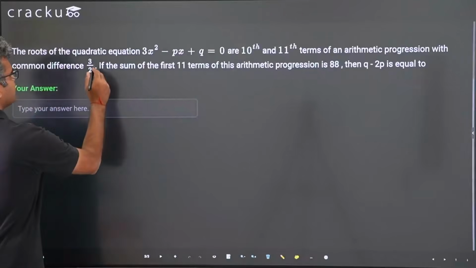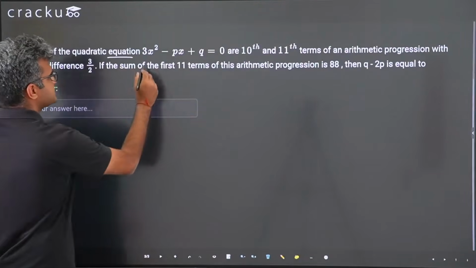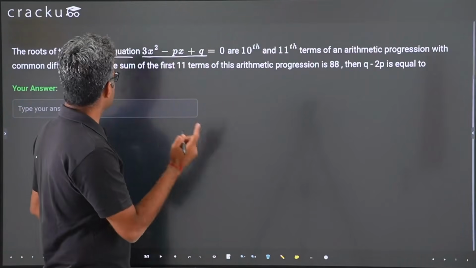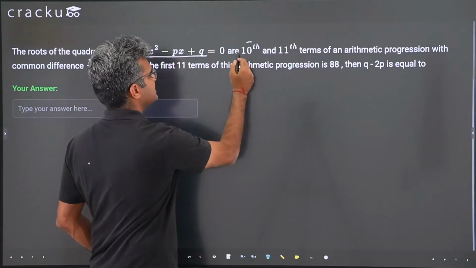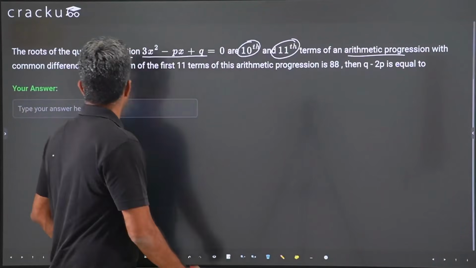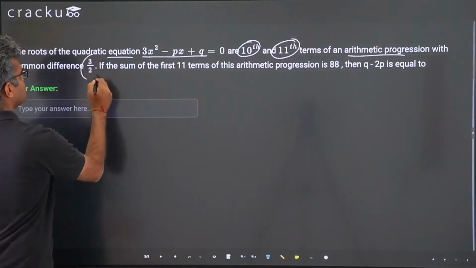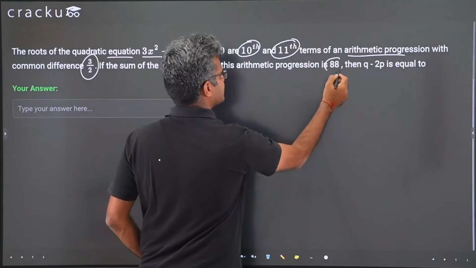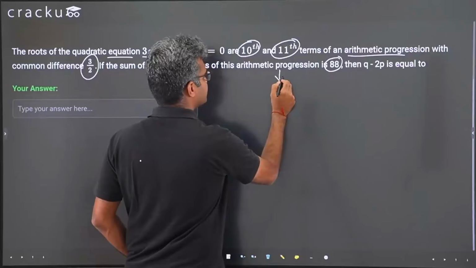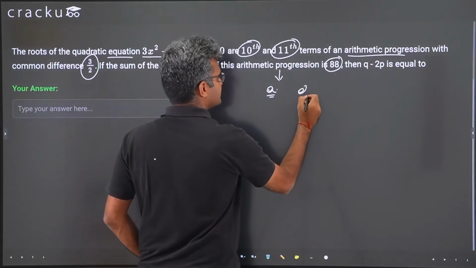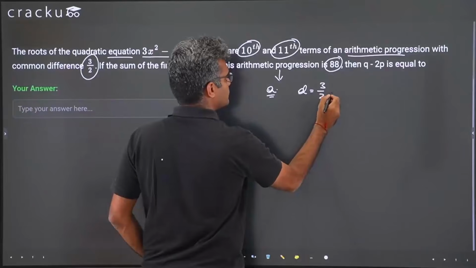In this question, we are given a quadratic equation. This is 3x square minus px plus q is equal to 0. And we are told that the two roots of this quadratic equation are the 10th and the 11th terms of an arithmetic progression with common difference 3 by 2. The sum of the first 11 terms of this arithmetic progression is 88. Let us assume that for this arithmetic progression, the first term is a. The common difference d is given, this is 3 by 2.